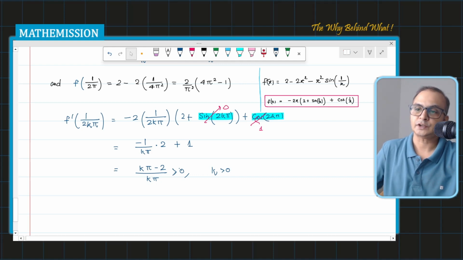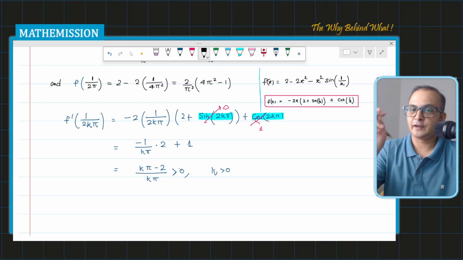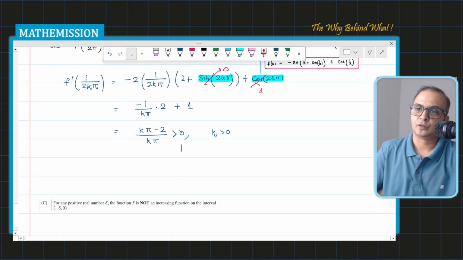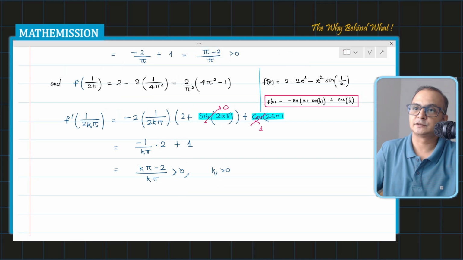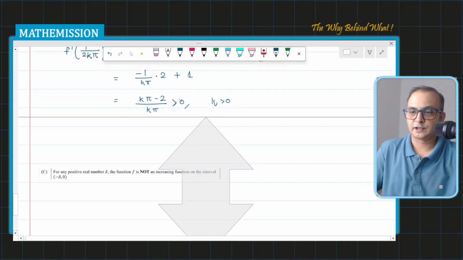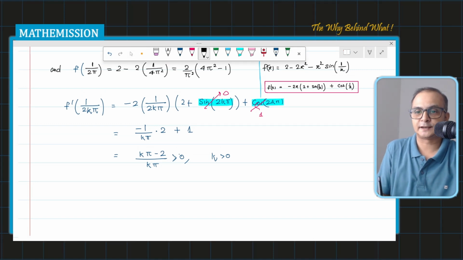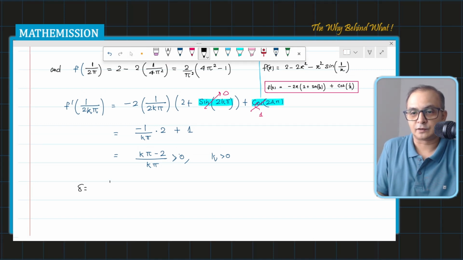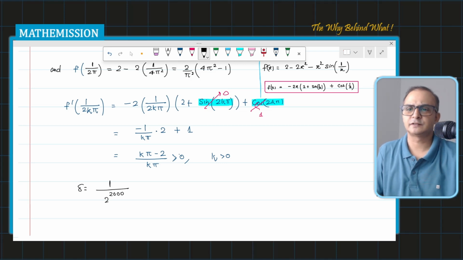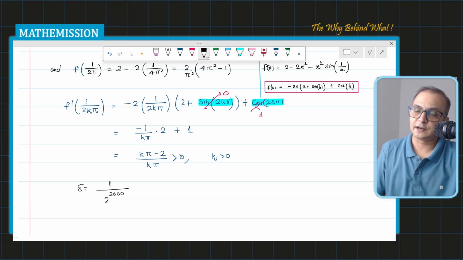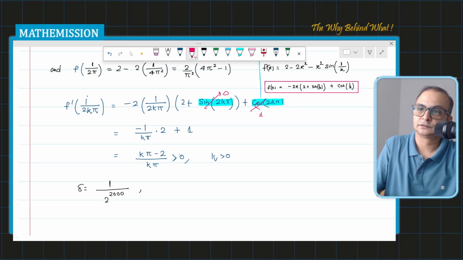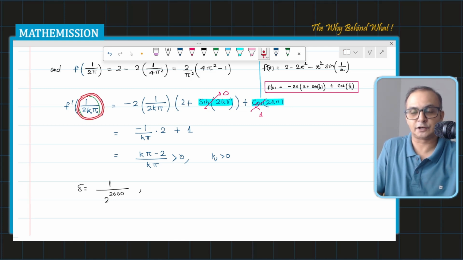It means, suppose someone has chosen a very small delta. What is a small delta someone has chosen? Let me just show you. Suppose someone has chosen a very small delta, let's say 1 by 2 to the power 2000. This is a very small number. But still, I can choose my number smaller than that, so that it will exhibit the similar kind of calculation.